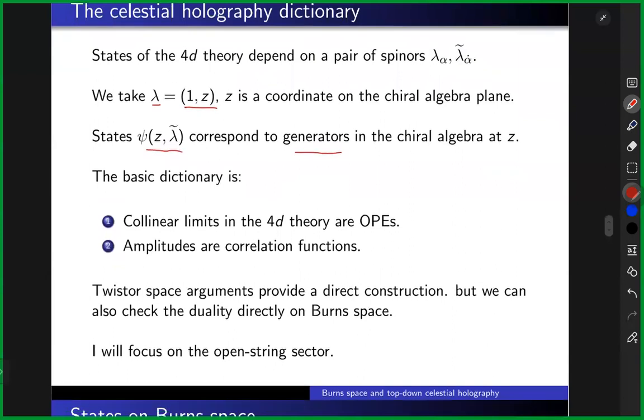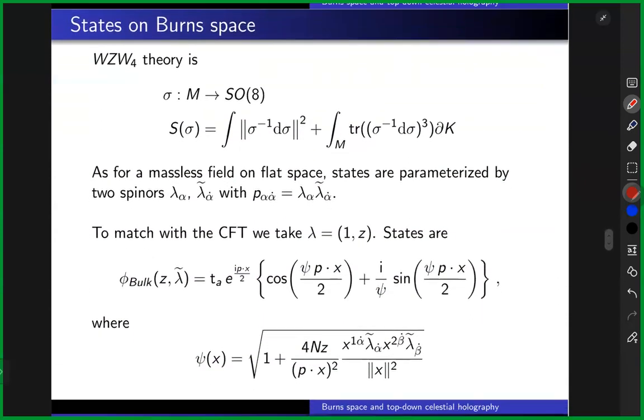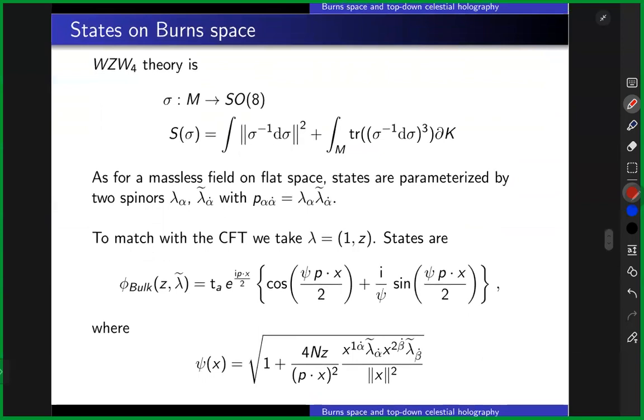And when I say we, it was actually mostly Atom who did this. So we have to start by saying, well, what's a state? And I'm going to work in the open string sector, because that's easier. So the WZW4 model is a sigma model on SO(8). To write down a state is pretty much the same as writing down a state in a free massless scalar. So I need to solve the Laplace equation in this geometry. And I want a solution that, when I take the flat space limit by sending n to 0, becomes a plane wave. Somehow this turns out to be the solution. It's a kind of complicated expression, but the thing to bear in mind is that it's a plane wave dressed by something.